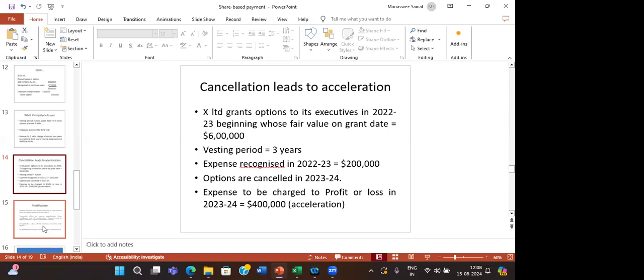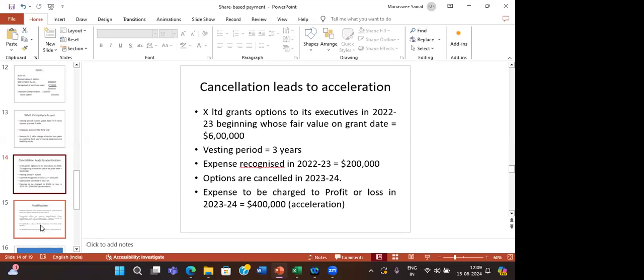This is also an example to explain that sometimes GAAP might look unreasonable to you, but GAAP also has some purpose to achieve. Unless you know the background, you will not appreciate why GAAP is trying to do this. So in a nutshell, you can say cancellation is leading to acceleration. If somebody asks you why this acceleration, you say that it is to dissuade the entity or the employer from cancelling the ESOP scheme subsequently, with an objective to keep the profit figure healthy. So this is how accounting is demotivating the entity.